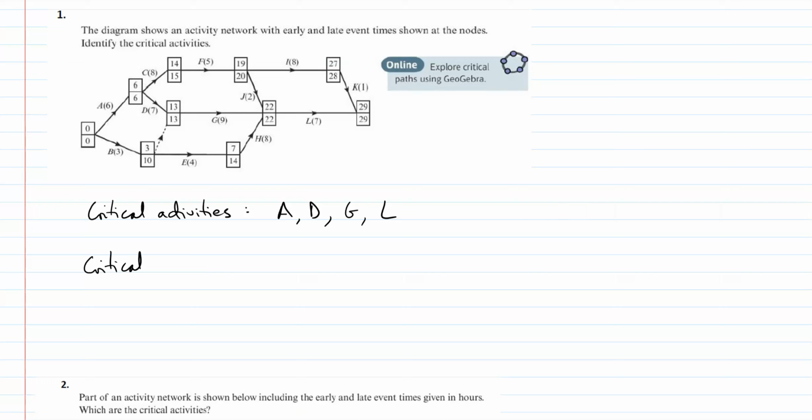It doesn't ask us to do this, but our critical path here goes from A, D, G, L. We follow critical activities all the way along. So there's one critical path here: A, D, G, L. Simple as that. Hopefully simple anyway.